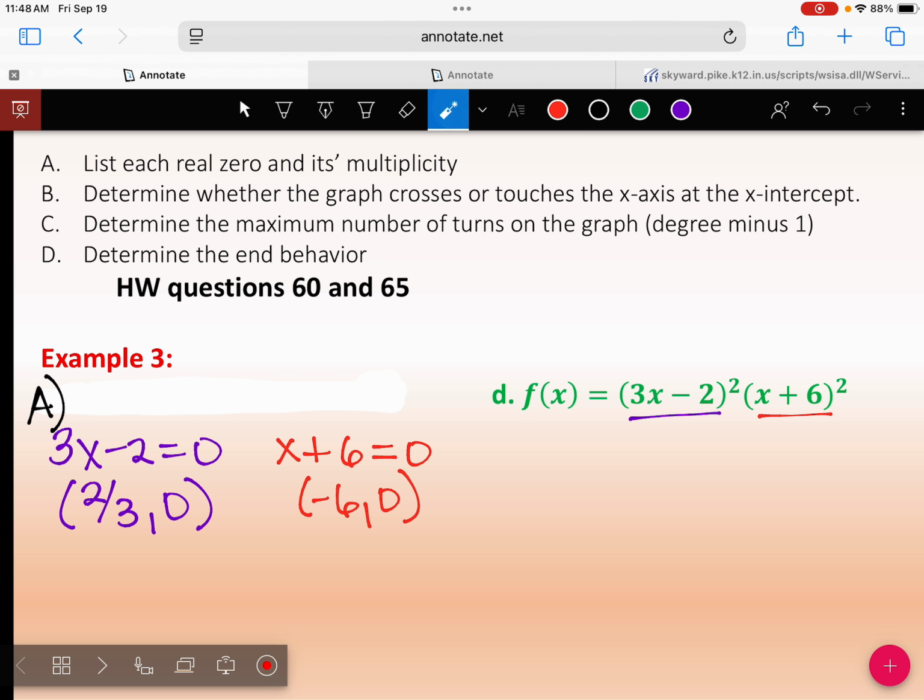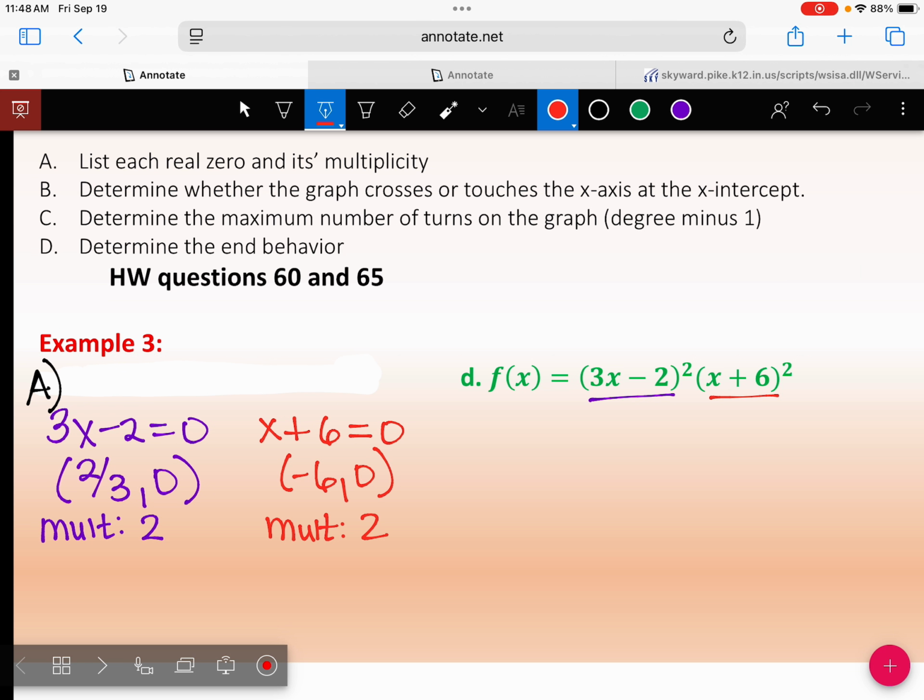Now, both of these factors, you see these exponents, that means that's the multiplicity. So both have a multiplicity of 2. So I'm just going to abbreviate that as MULT. And then we'll talk about what that means in part B. So that would be the answer to part A. And I gave you these numbers. This represents the questions in the homework that have the same format.